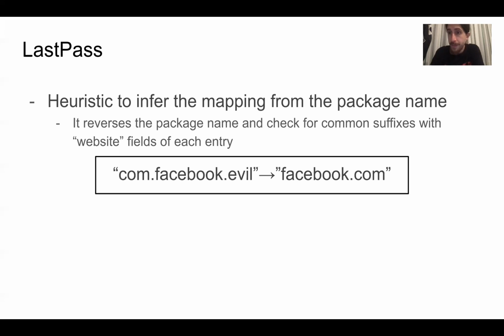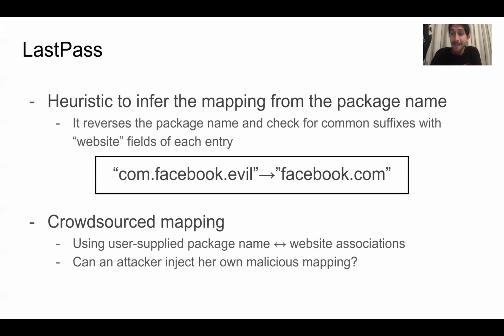So again, for this, we had an app called com.facebook.evil, and then this would trigger a suggestion for facebook.com. Easy peasy. The other thing that was interesting is that we found that LastPass had access to some kind of crowdsourced mapping. We found this map downloaded as a JSON from one of their backends, where there were tons of these package names associated to some random domain names. And they were very weird. There were some local IP addresses, internal IP addresses, things like this. And it was clear that this was crowdsourced.